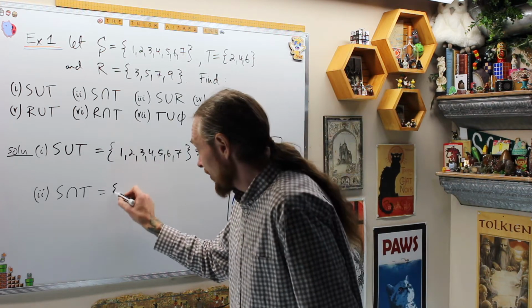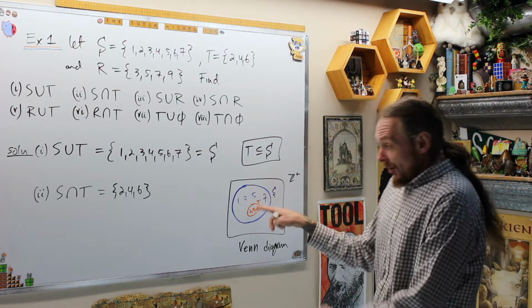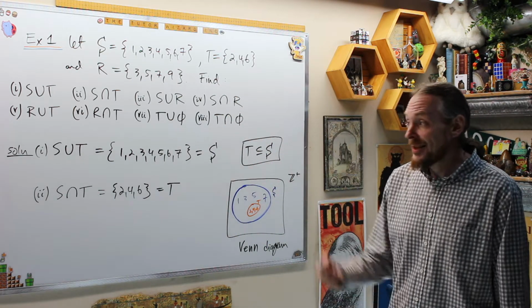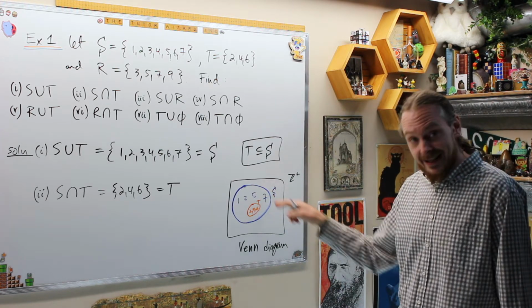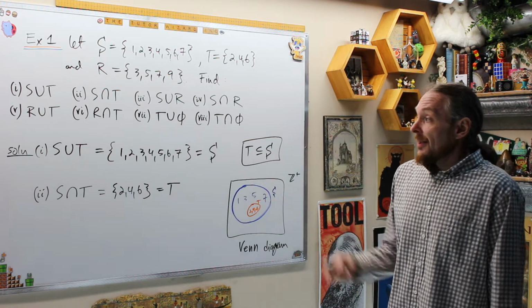So this is going to be 2, 4, 6, which happens to be what? The smaller guy, T. So if they're related as subsets already, the union is always the larger one, everything in one or the other, but these guys are already in S, and the intersection will be the smaller one. Let's do another one.